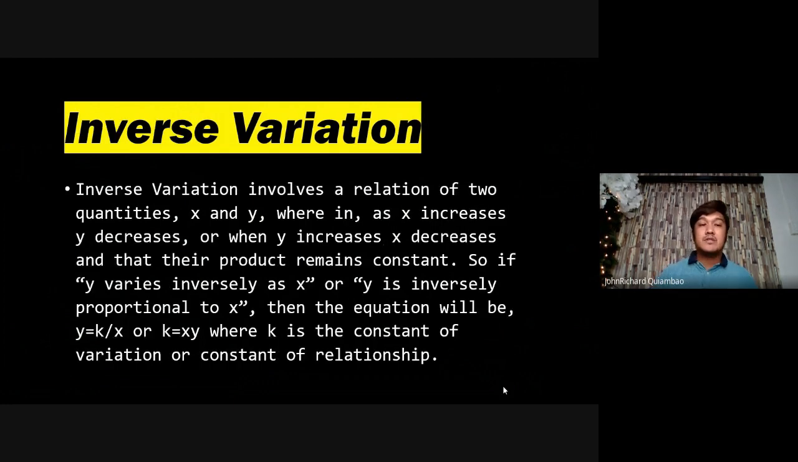The other type of variation that we had is inverse variation. It involves a relationship of two quantities, x and y, wherein as x increases, y decreases, or when y increases, x decreases, and their product remains constant. So if y varies inversely as x, or y is inversely proportional to x, then the equation will be y is equal to k over x, or k is equal to xy, where k is the constant of variation or constant of relationship.